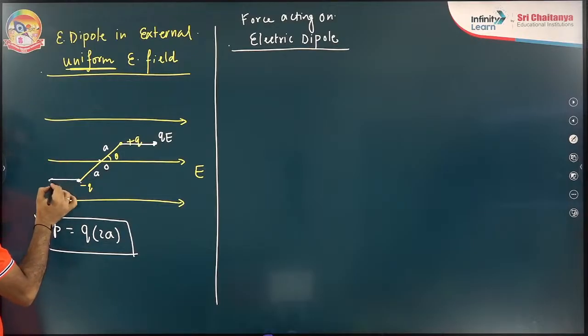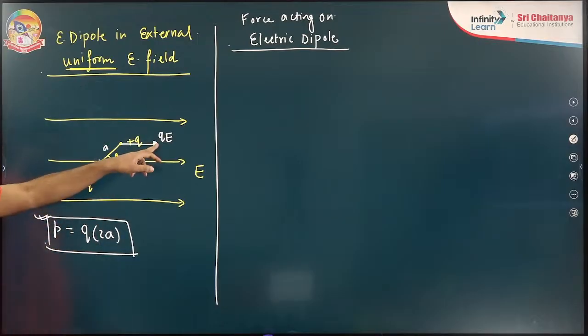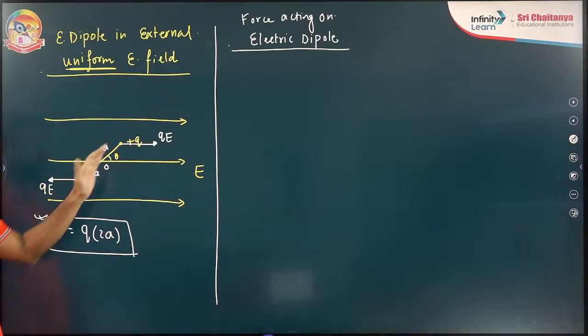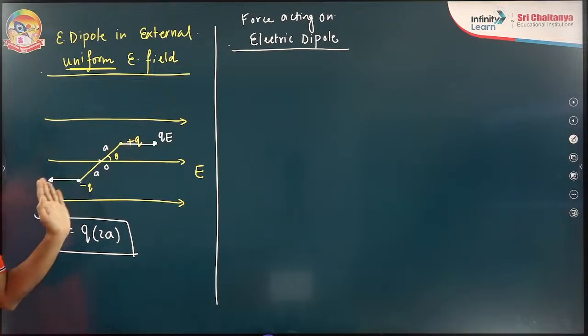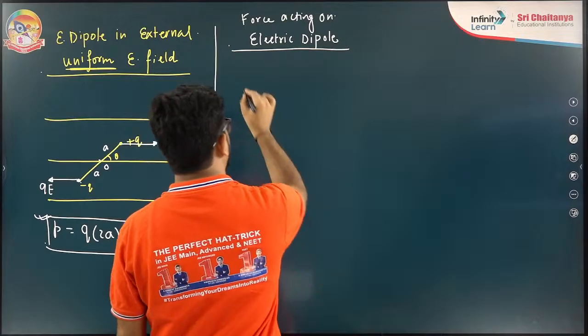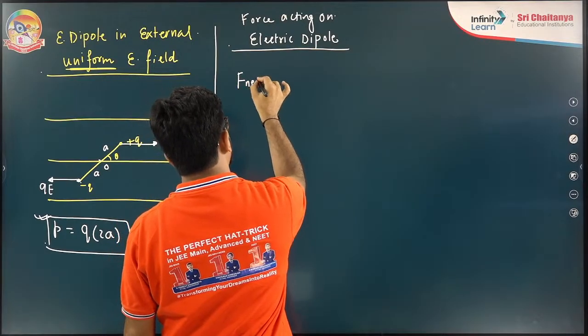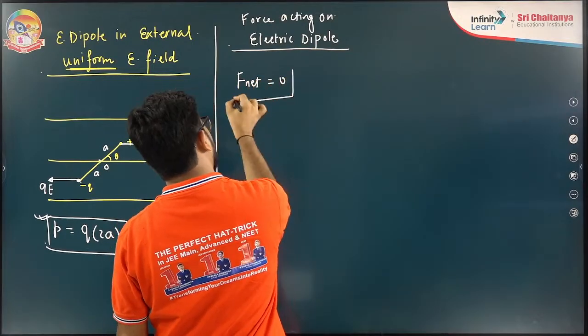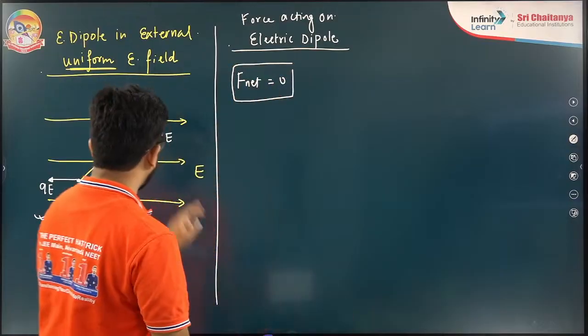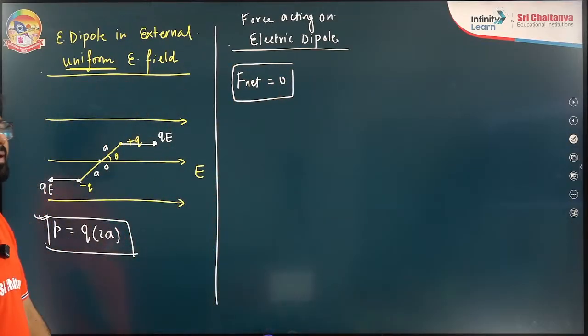That means this is also QE in value because the charge is the same, but it is in the opposite direction. So this is plus QE and this is also QE, but they are in opposite directions. So if I ask you what is the net force, you will say the net force is equal to 0 because they are cancelling each other.